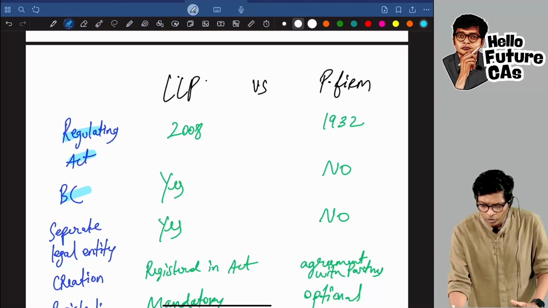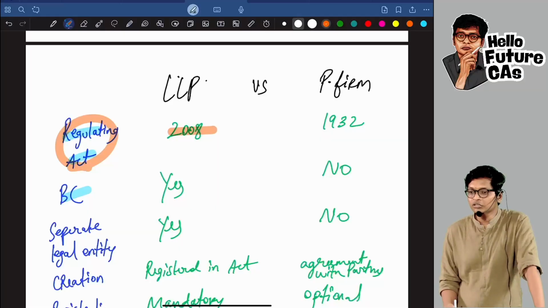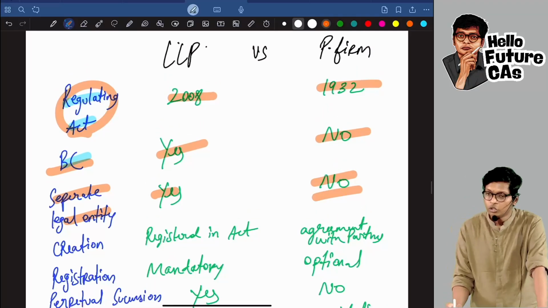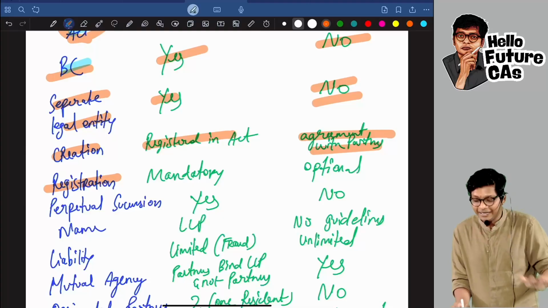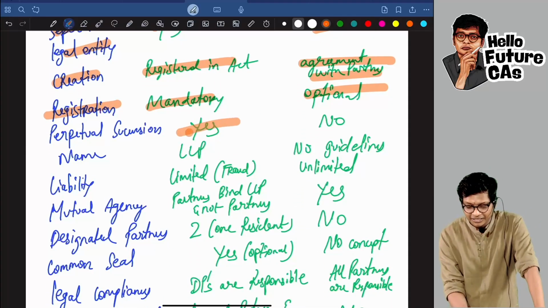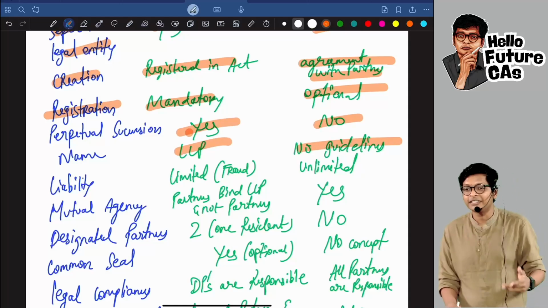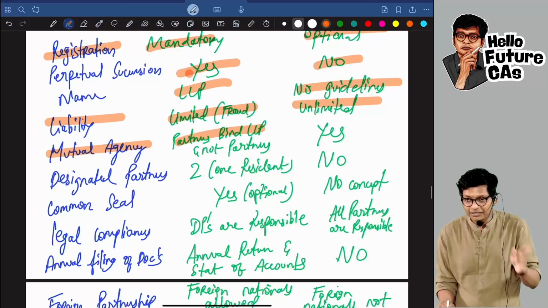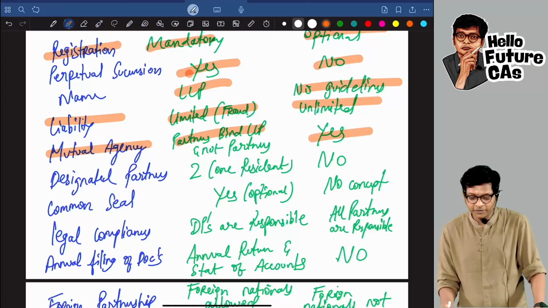You will participate, you don't have to mug up, guys, you already know this. Which act? For LLP, 2008 Act. Partnership firm, 1932. Body corporate: LLP, yes; firm, no. Separate legal entity: both LLP, yes; firm, no. Creation: registered under the Act; agreement with parties. Registration: for LLP it is mandatory, here it is optional. Perpetual succession: yes, no. Name: LLP must use it; no guidelines for name in a firm. That's why I don't teach this, because it's self-explanatory. Liability: limited, unlimited. Mutual agency: sorry, in LLP mutual agency is not there. In a partnership firm it is there.